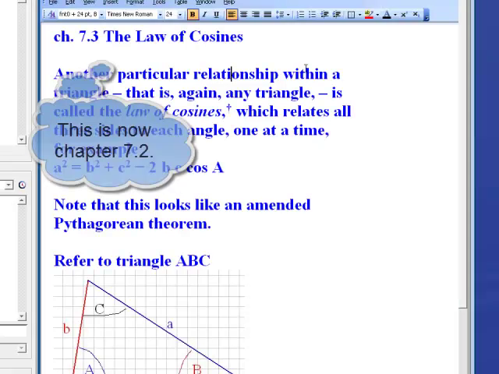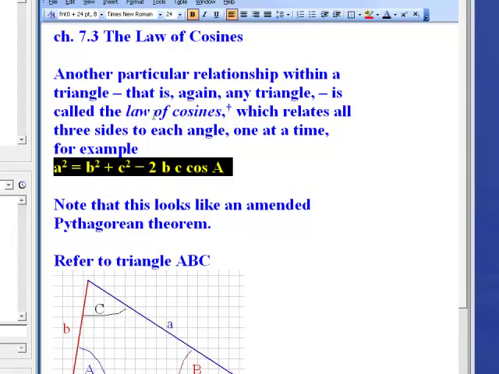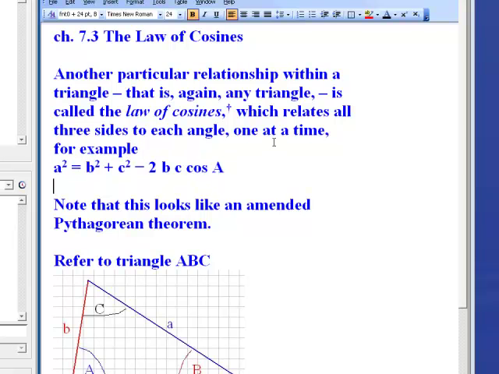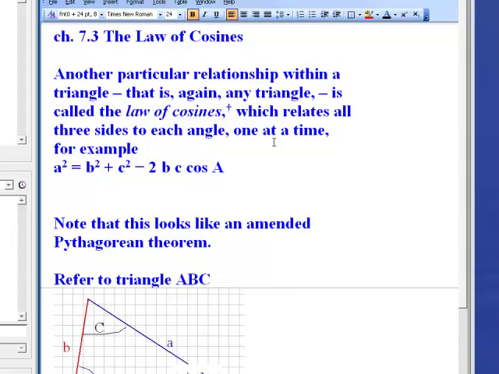Welcome to this lecture on the law of cosines. It's yet another particular relationship within a triangle. It's called the law of cosines, and it relates all three sides to each of the angles one at a time. For example, a squared equals b squared plus c squared minus 2bc cosine a. That sure looks like the Pythagorean theorem, except that it's somewhat amended.